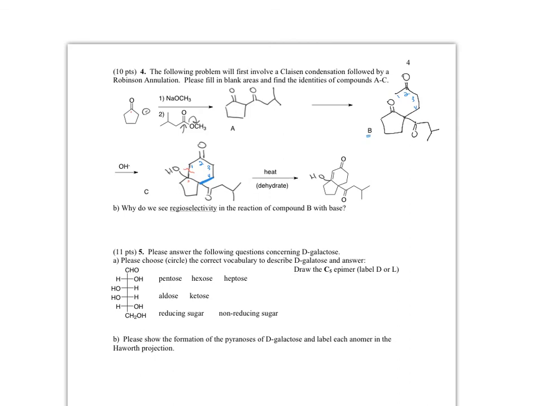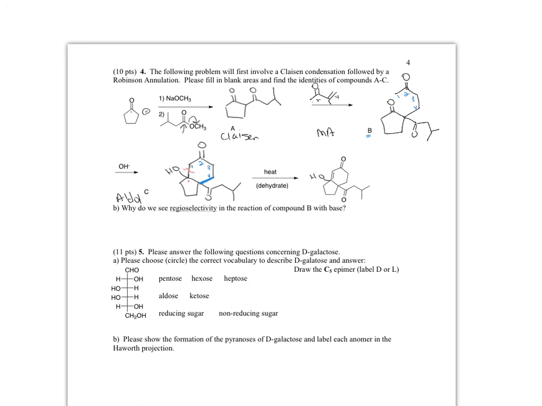Once again, we know it's a Michael. This is the aldol part. This is the Claisen part, right? So the part that's missing is the Michael addition. For the Michael addition, I just need an alpha, beta unsaturated ketone in this case with 4 carbons. 1, 2, 3, 4.